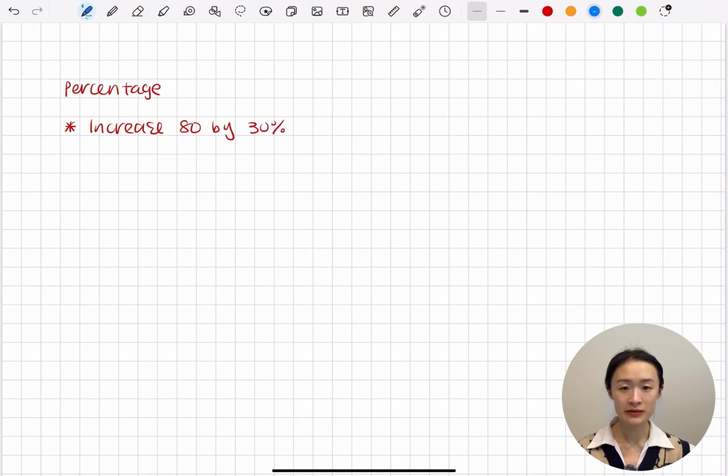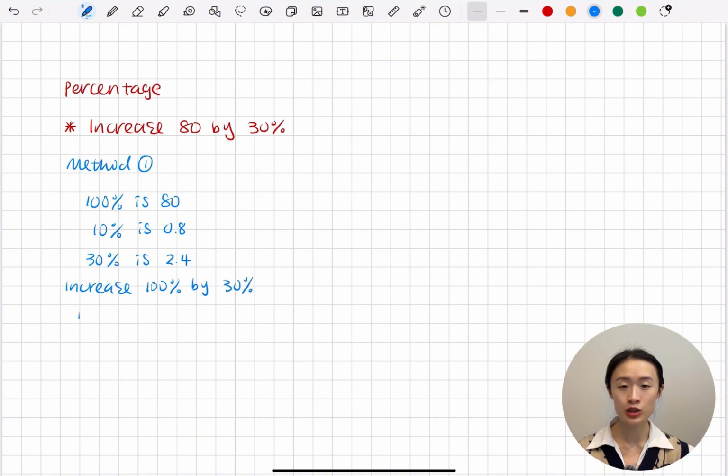This might seem easy. There are two methods. The first one, we know that 100% is 80, therefore 10% is going to be 0.8. Therefore 30% is going to be 3 times 0.8, which is 2.4. Increase 100% by 30%, that will give us a total of 130%. So that means we needed to do 80 plus 2.4. So that will give us 82.4.